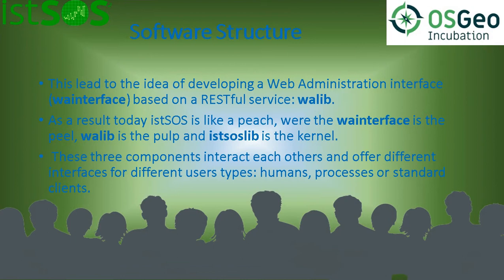This led to the idea of developing a web administration interface, WA interface, based on the RESTful service WALib. As a result, today istSOS is like a peach, where the WA interface is the peel, WALib is the pulp, and istsoslib is the kernel. These three components interact with each other and offer different interfaces for different user types: humans, processes, or standard clients.